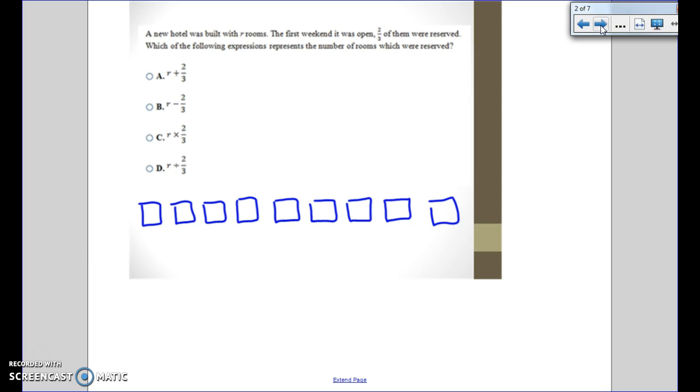The question reads, a new hotel was built with R rooms. So this is a variable right here. I'm going to underline R rooms. The first weekend it was open, 2/3 of them were reserved. Which of the following expressions represents the number of rooms which were reserved?